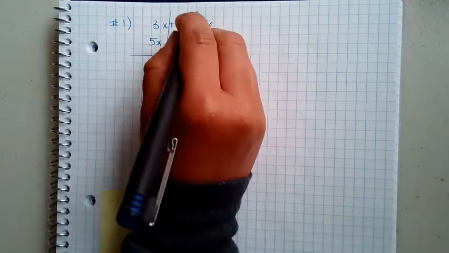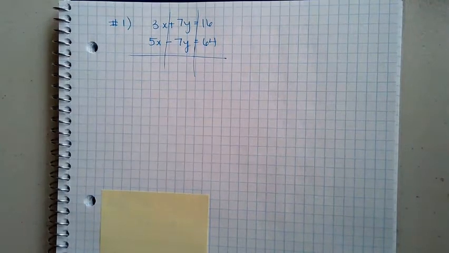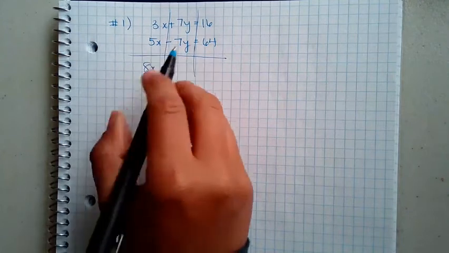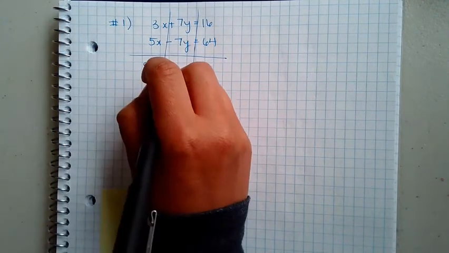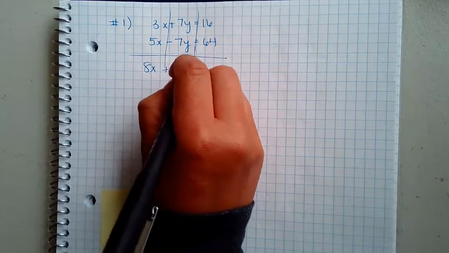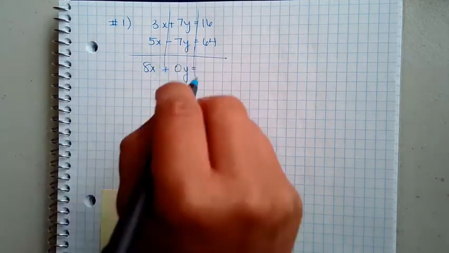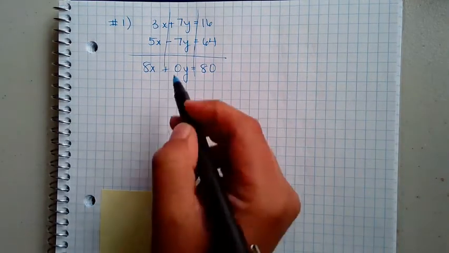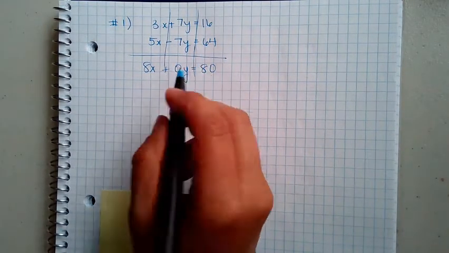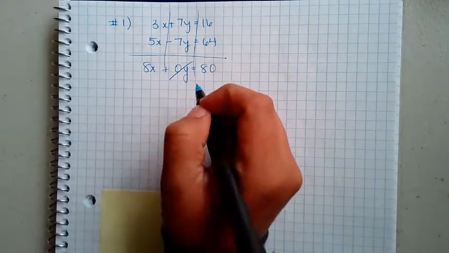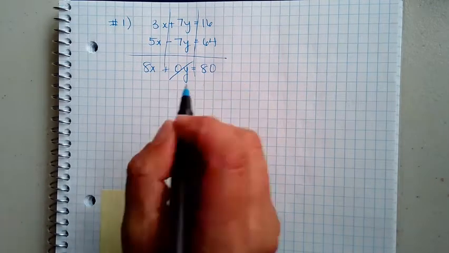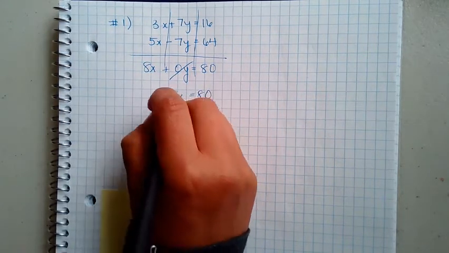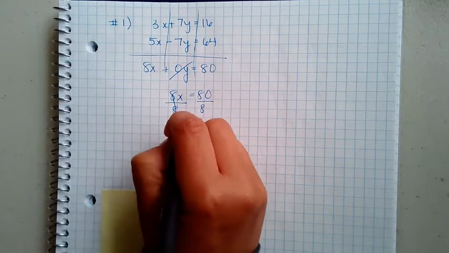So I'm going to think of this as kind of three different columns. 3x plus 5x is going to be 8x. 7y minus 7y is going to be 0y. And 16 plus 64 is going to be 80. And so what I needed to happen happened. Y went away because I can't solve an equation with two variables. I've got to get rid of one. So then I have 8x equals 80. I can divide both sides by 8, and I get x equals 10.